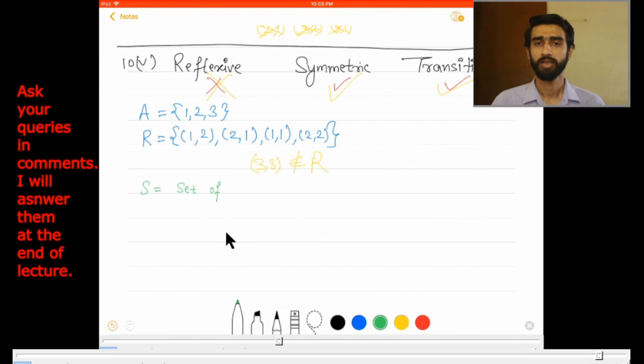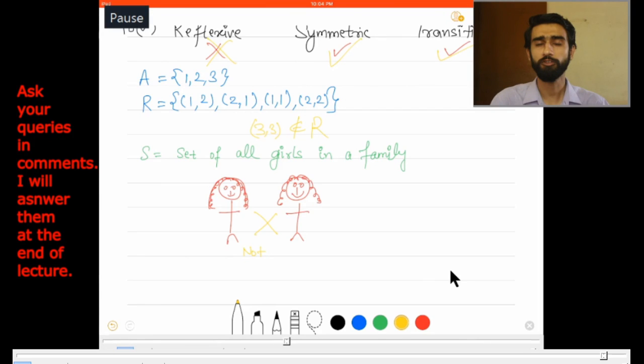Now I am giving a real life example for this. Set of all girls in a family, right? All the girls inside a family, we put them in a set. Now what I am doing, I make the girls. This is our first girl, this is itself. Now what is my relation? Sister. If A is sister of B, okay? I defined the relation of sister.